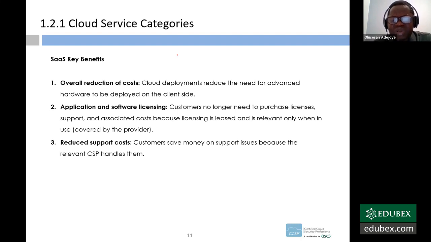Others, people can connect to it from anywhere. So application and software licensing is no longer needed because these are the responsibility of the cloud service providers. You don't need to purchase any license. You don't need to pay for any support. They are the responsibility of the cloud service providers. And reduced support costs: consumers save money on support issues, because those are just the responsibility of the cloud service providers. So they are no longer the business of the cloud consumer.